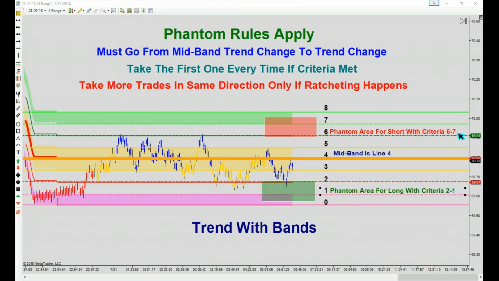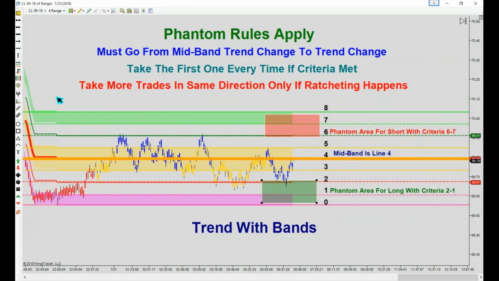And you're going to be looking for shorts between line 6 and line 7, and even up as high as 8, but no higher than 8. Okay, this could even be a sweet spot as far as that goes. Just don't let it go above 8 because you're going to no longer have a phantom in that direction, that is. Okay, same thing on this side here. And remember your phantom has to go from a midband trend change to another trend change.